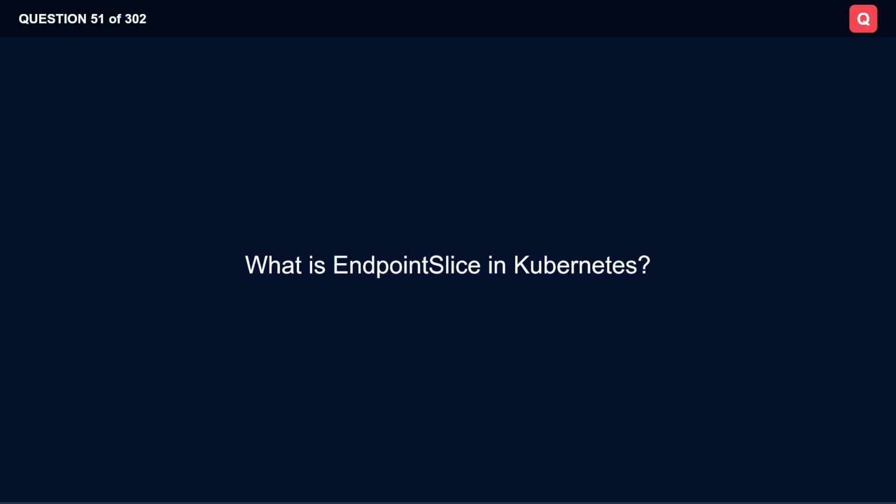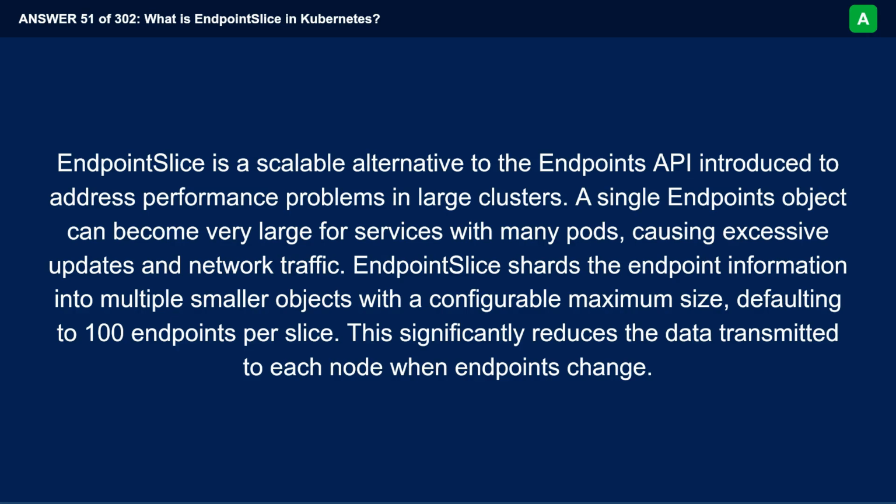What is an EndpointSlice in Kubernetes? EndpointSlice is a scalable alternative to the Endpoints object, introduced to address performance problems in large clusters. A single Endpoints object can become very large for services with many pods, causing excessive updates and network traffic. EndpointSlice shards the endpoint information into multiple smaller objects with a configurable maximum size, defaulting to 100 endpoints per slice. This significantly reduces the data transmitted to each node when endpoints change.